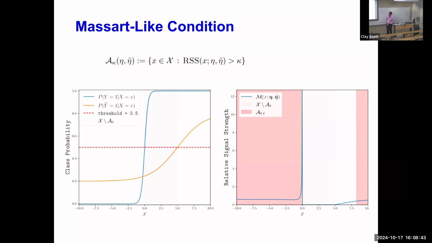Good to know. So this red region is A sub 0.4. So it's basically everywhere the relative signal strength is greater than 0.4, just as an example.